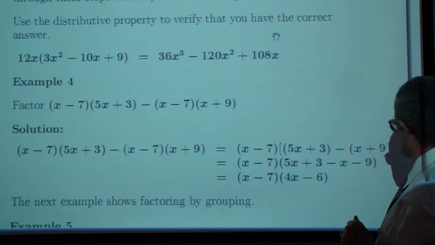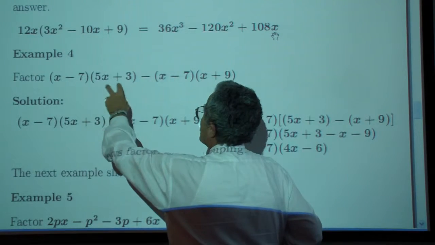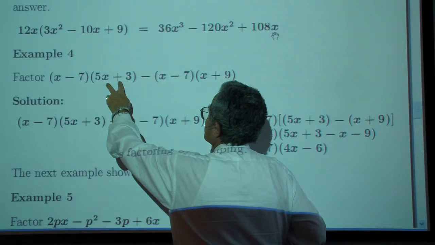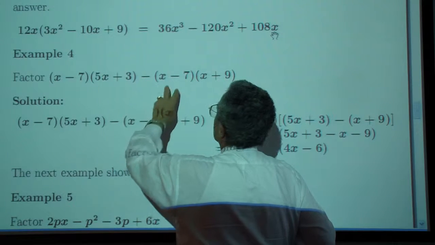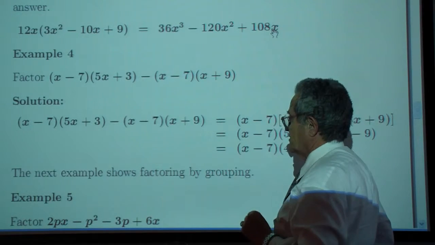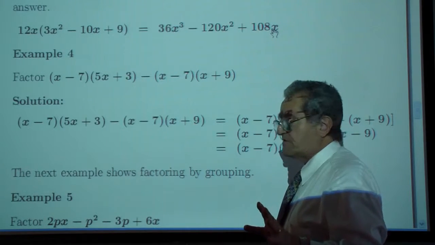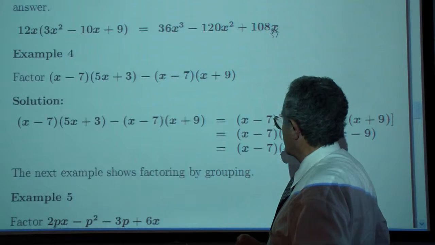Example 4. Factor x minus 7 times 5x plus 3, minus, so this is a difference, x minus 7 times x plus 9. It says factor, not just factor out the greatest common factor. We will say later factor completely.